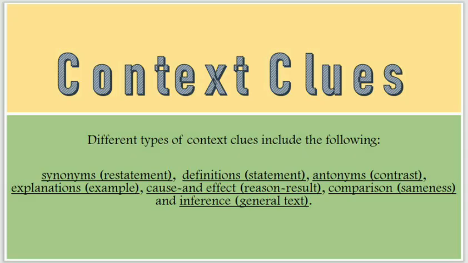To sum up, context clues provide further information about a word or phrase that helps the reader understand its meaning. Context refers to the parts of a piece of writing that precede or follow a word and contributes to its whole meaning. Different types of context clues include synonyms or restatement, definitions or statement, antonyms or contrast, explanations or example, cause and effect or reason-result, comparison or sameness, and inference or general text.